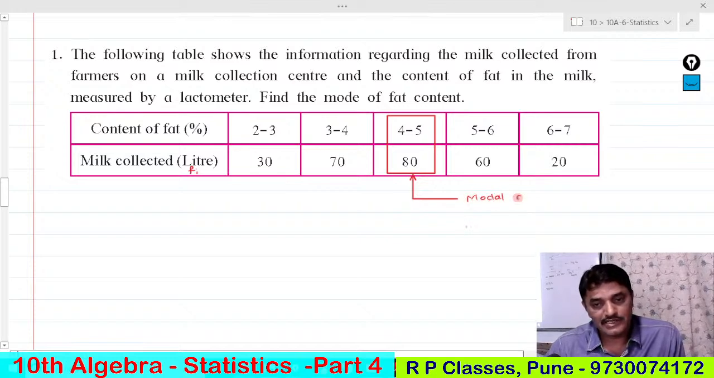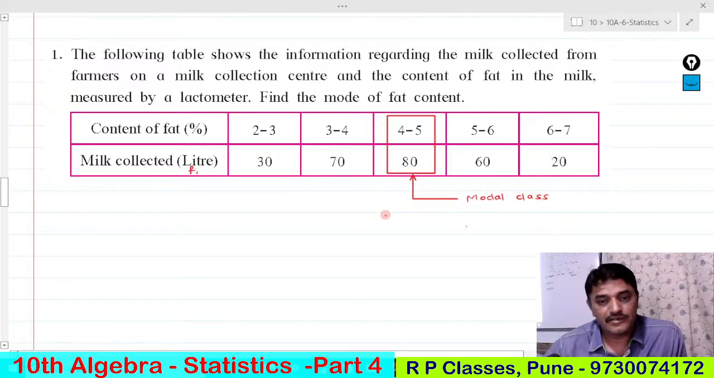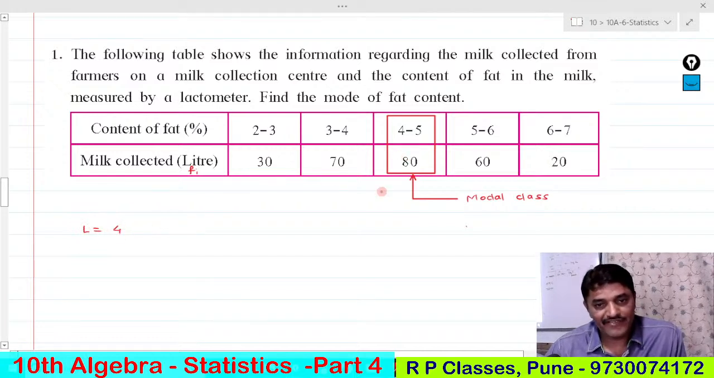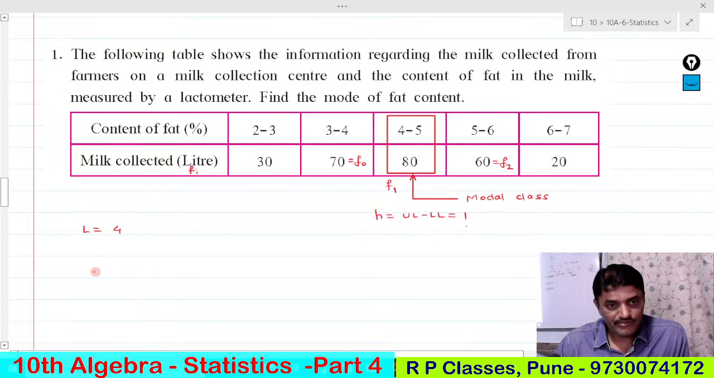If this is the model class, what is the lower limit of this model class? 4. This is f1. This will be your f0 and this will be your f2. And what is h equal to? Upper limit minus lower limit, that is 5 minus 4, which is 1. Correct? So we'll use the formula for mode now.